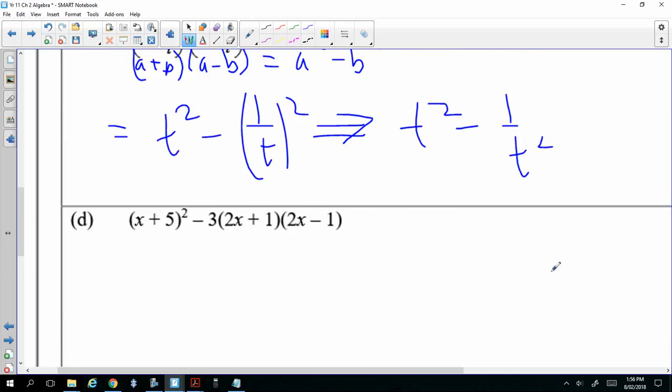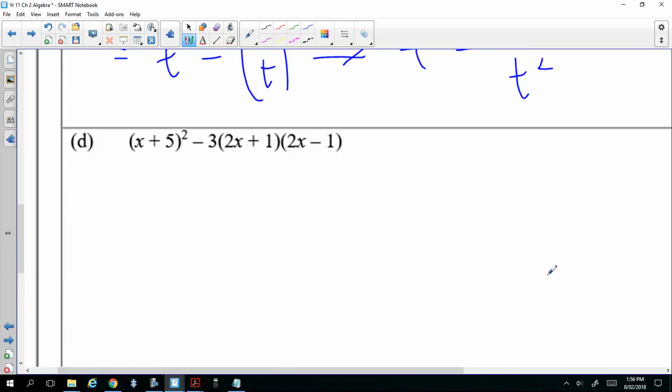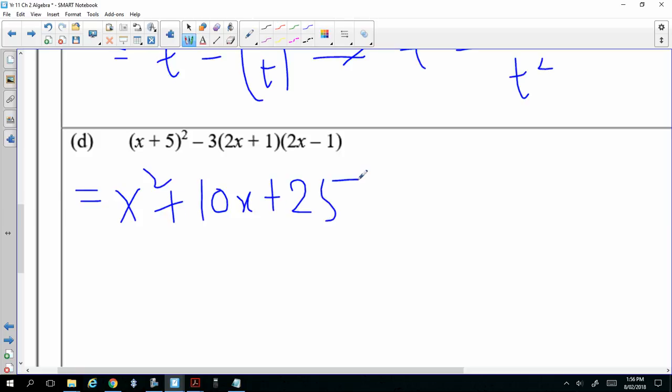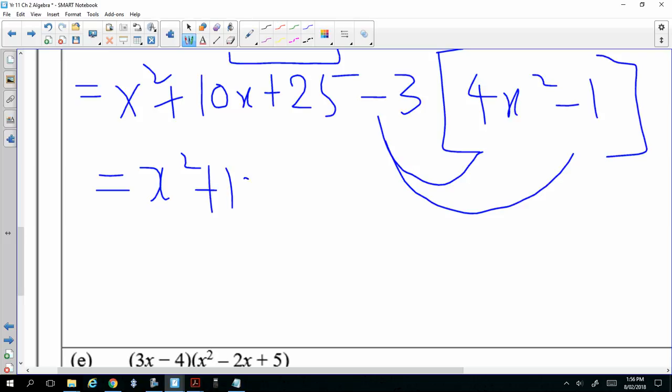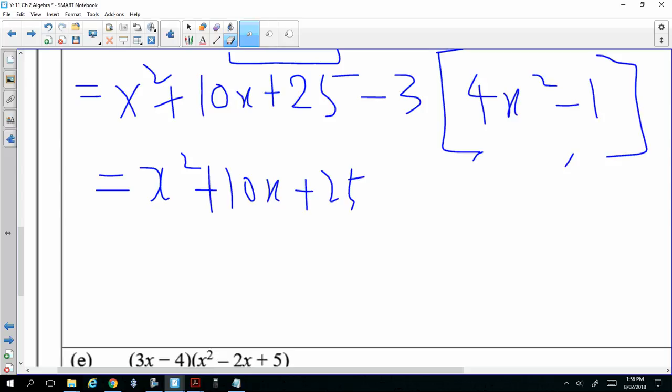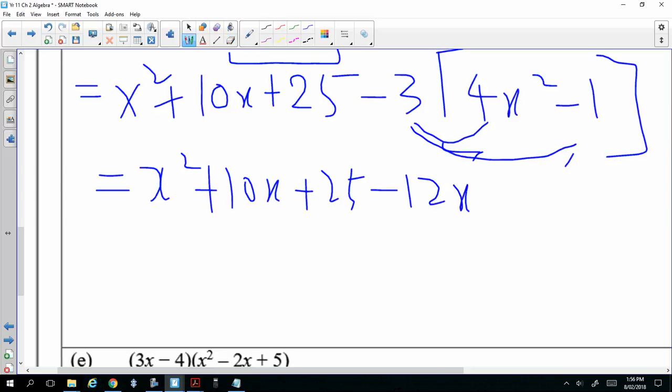Alright, and then there's some harder expansion. So you're going to square the first one, x squared plus 10x plus 25. The perfect square. And then minus 3, and then you do this expansion, which is a difference of two squares, and then you have to expand the negative 3. So you get x squared plus 10x plus 25, and then you get negative 12x squared plus 3, and you get negative 11x squared plus 10x plus 28.